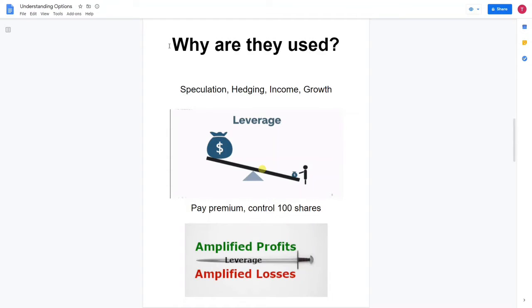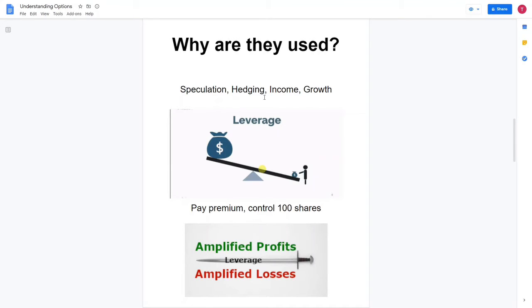So why are options used? Unsurprisingly, the four main reasons people purchase and sell options are very similar to the same four reasons people purchase and sell stock. By far, the most popular use of options is for speculation. When an individual believes the price of a stock is going to move in a certain direction, they can use options to profit off of that movement.